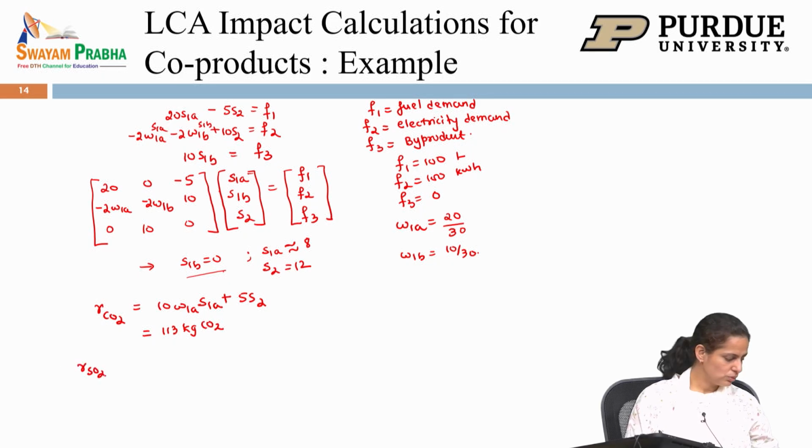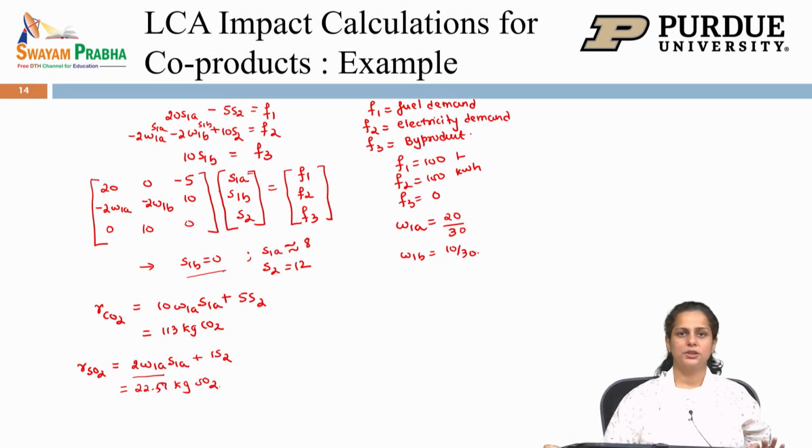And we can also calculate RSO2, that value is 2 times W1A S1A. So, 2 times W1A is taking care of the portion of that SO2 emission from process 1 that is attributed to the fuel production, and S1A is the scaling factor for the amount of fuel production that we need to produce from our goal, and then 1 times S2, and that value will come out to be 22.67 kg SO2.